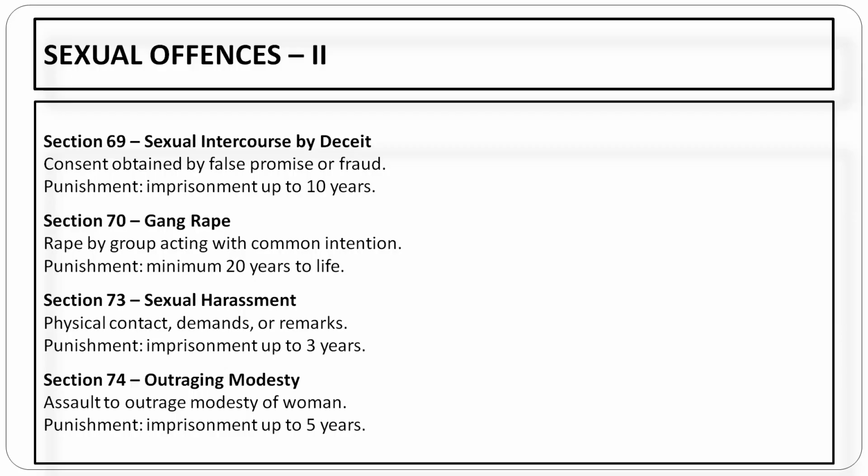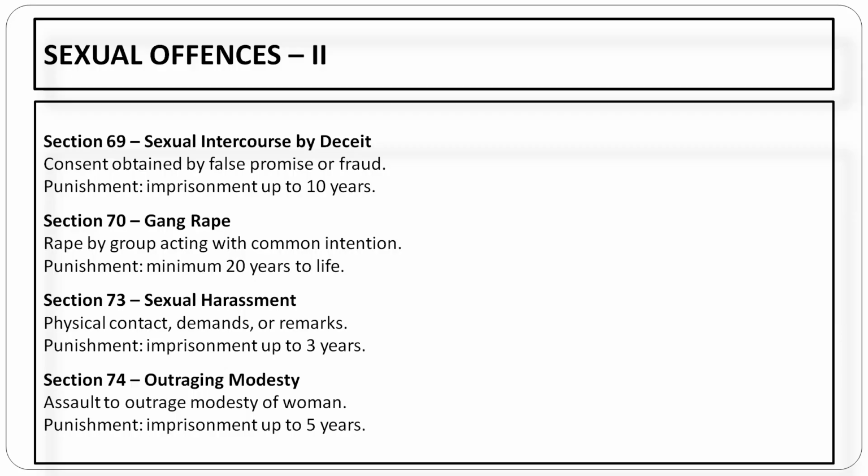The next one is section 70, gang rape. It explains the offense of gang rape. When the rape is committed by a group of persons acting with common intention, all of them are equally guilty. It does not matter who committed the actual act. Presence and shared intention are enough to attract this section. The law treats gang rape as an extremely serious offense. The punishment is very severe here, with a minimum of 20 years to life imprisonment.